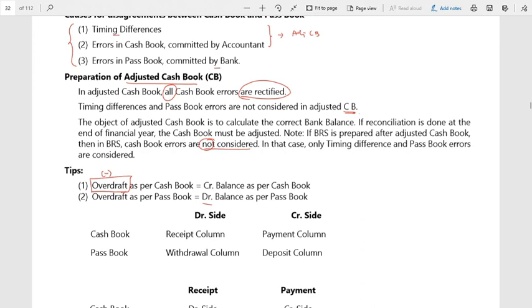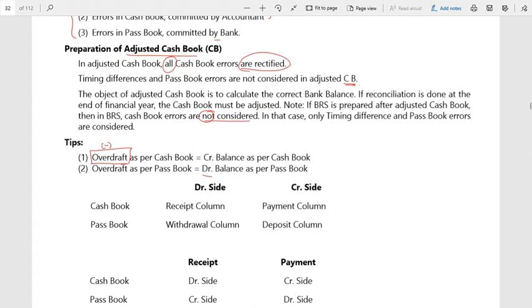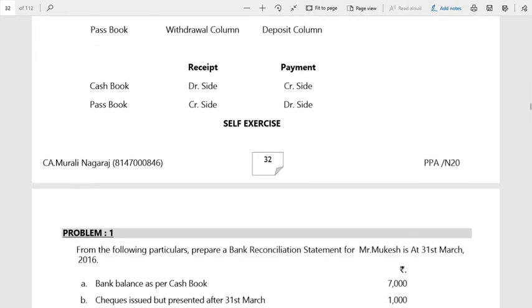In that case, only timing differences and passbook errors are considered in a BRS. Because whatever errors are there in the cash book, we will first reconcile. Thereafter, the rectified cash book balance we will take for the purpose of BRS, and that will be with the help of timing difference and banker error. That difference is what will be taken care of in a BRS. So that's all.